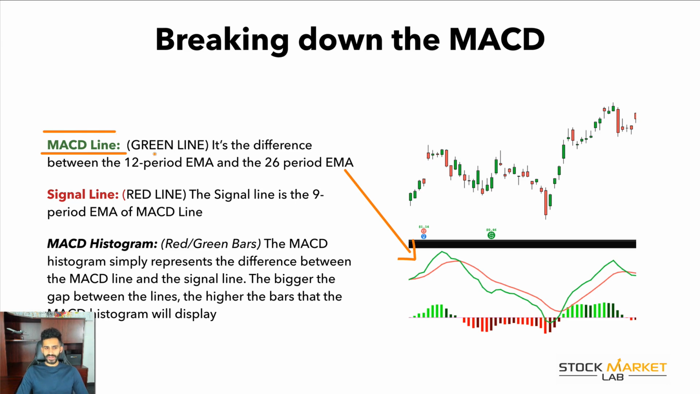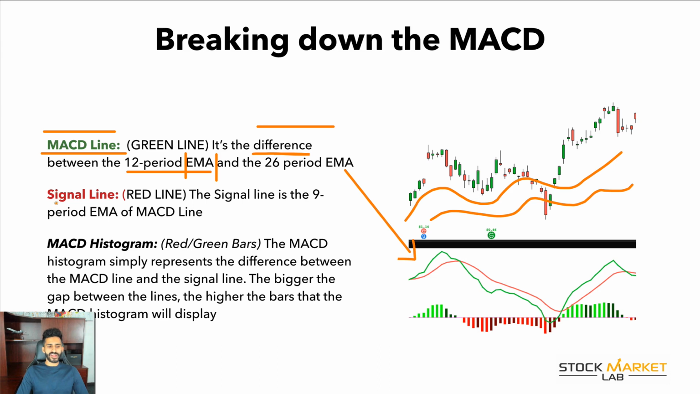So what is the MACD line? The MACD line is the difference between the 12-period EMA and the 26-period EMA. Basically, the MACD takes the 12-period exponential moving average and the 26-period exponential moving average of the stock's price. Once it gets that, it takes the difference between the two. That's how the MACD line is formulated.